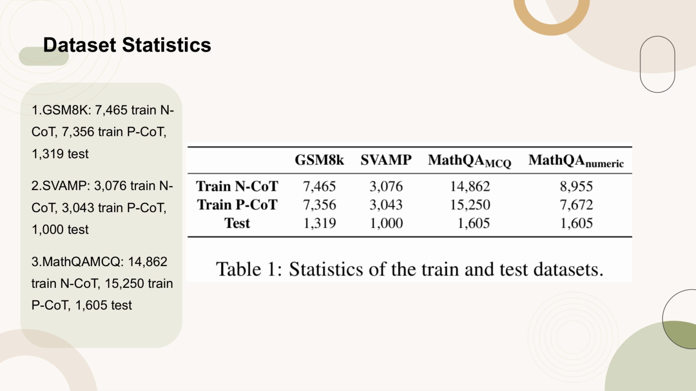MathQA includes 14,862 training examples with NCOT annotations, 15,250 with PCOT annotations, and 1,605 test examples. These statistics highlight the distribution of annotated data used for training and evaluating models in the experiments.